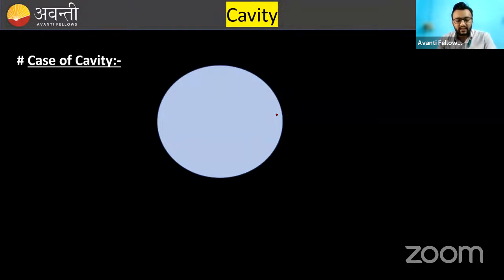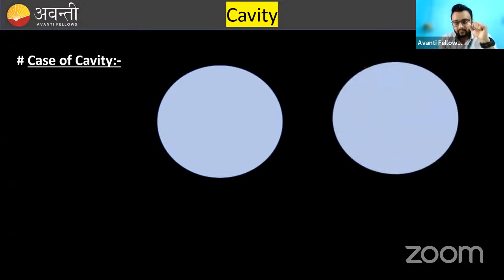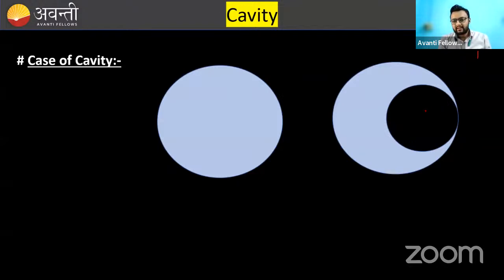So what is the case of cavity? When from a body you take out a certain portion, like that. Have a look at that. This is a disc actually, you can see that on your screen. What I am trying to do is this portion from the disc is taken out, and this is the remaining portion. So this is the case of cavity. Cavity means some portion is pulled out or removed from a section.